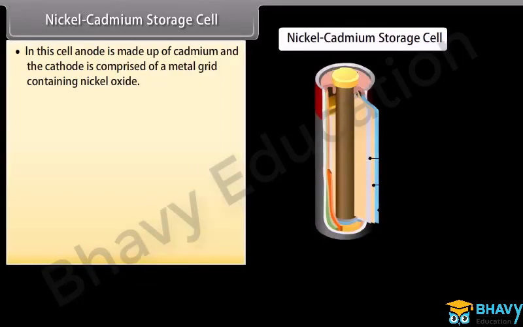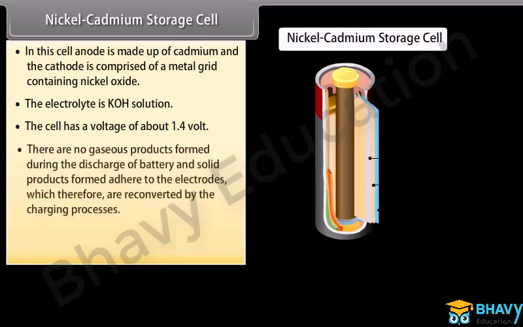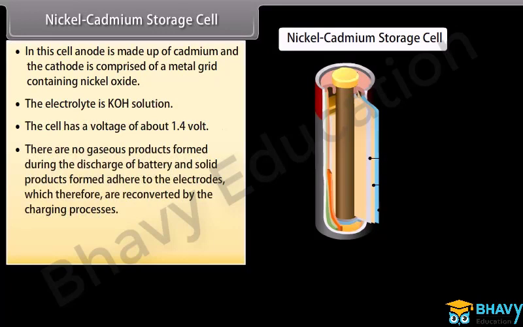Nickel-cadmium storage cell. In this cell, the anode is made up of cadmium and the cathode is comprised of a metal grid containing nickel oxide. The electrolyte is KOH solution. The cell has a voltage of about 1.4 volts. There are no gaseous products formed during the discharge of the battery, and solid products formed adhere to the electrodes, which therefore are reconverted by the charging process. These cells are extensively used in electronic watches and calculators.